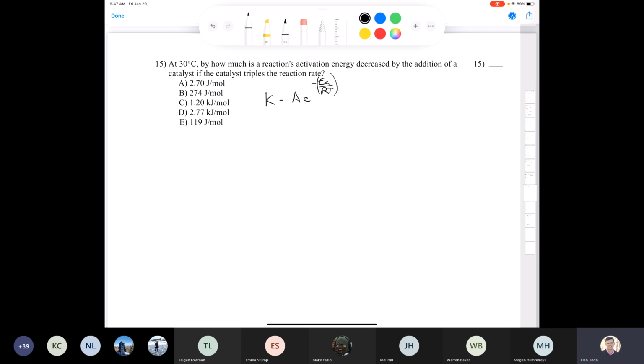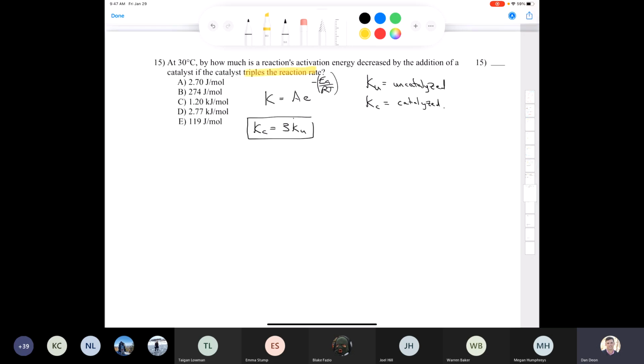So what I'm going to do is compare Ku, which is the uncatalyzed reaction, to Kc, which is the catalyzed reaction. I'm tripling the reaction rate, so that tells me that Kc is equal to 3 times Ku, isn't it? Where did I get this from? It's telling me that when I add a catalyst, it's going to triple the reaction rate. So again, the catalyzed reaction is 3 times faster than the uncatalyzed reaction.